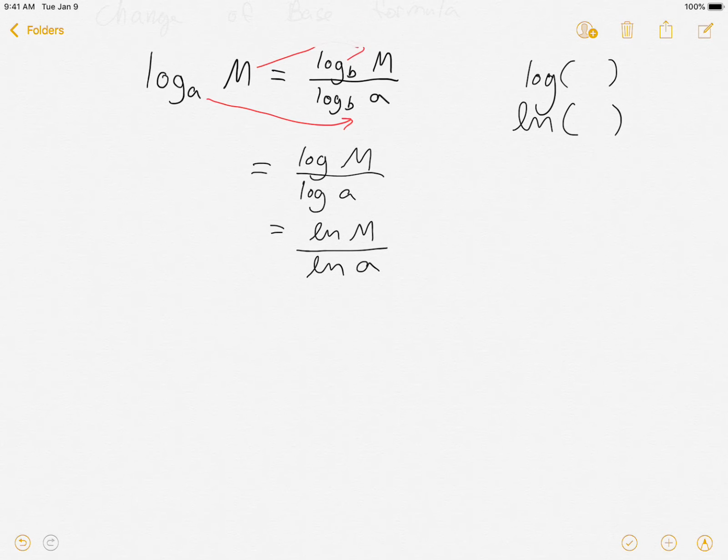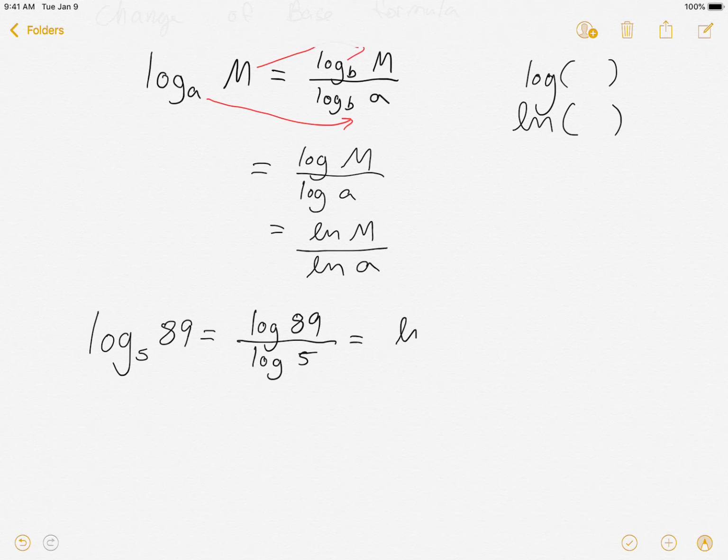So for instance, let's say I want to evaluate this log, and we'll be doing more of this in the next section. We could use the change of base formula, and it would be log of 89 over log of 5. Or if you wanted to, you can do natural log of 89 over natural log of 5. And if you evaluate it in the calculator just like that, you get approximately 2.7889.